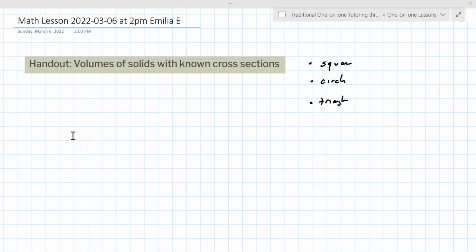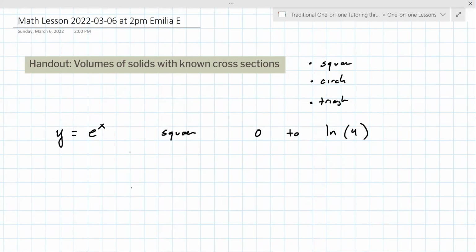Okay, sounds good. So let's go with, let's say, y equals e to the x, and we'll just do squares. And we're going to go from 0 to natural log of 4.